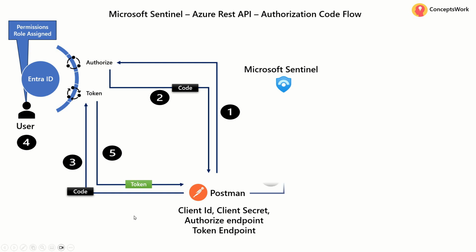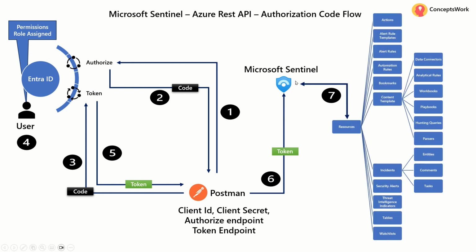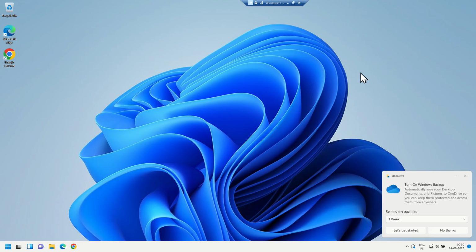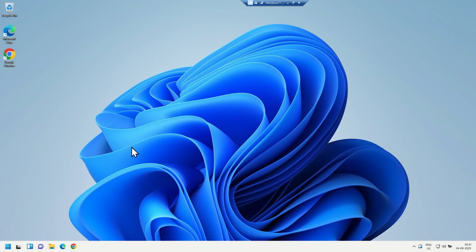Now, this token is something that we are going to use in each and every request that I'm going to send to Microsoft Sentinel. Now, for those of you who have seen the last video as well, you will be able to relate what exactly I mean by this. These are all different resources that can be accessed for Microsoft Sentinel. Okay. So now let me switch to my machine where I will be installing Postman, and we'll get started.